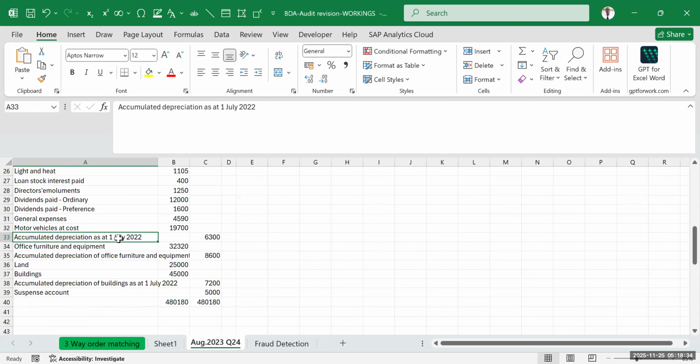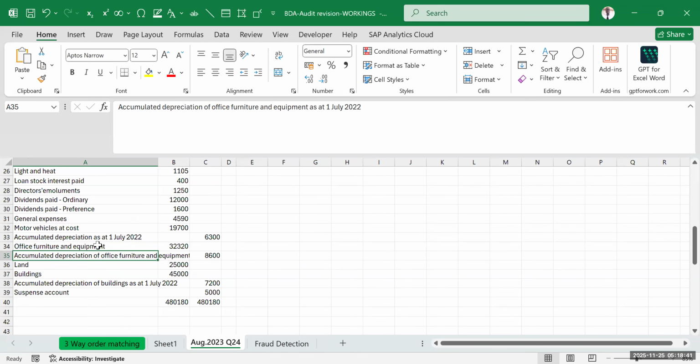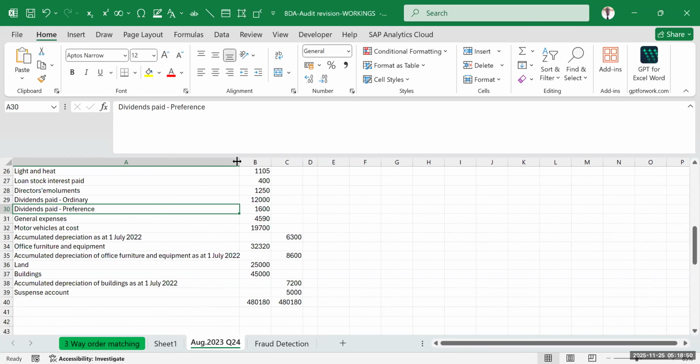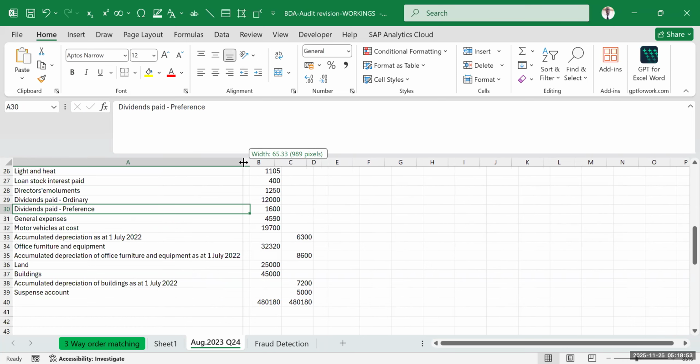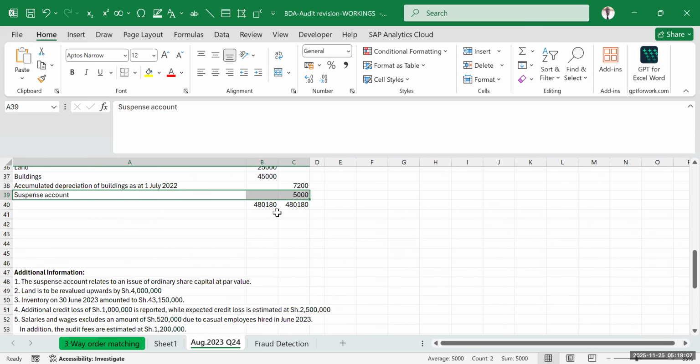So accumulated depreciation also has the same. This is the depreciation that starts the current year. Then office furniture and equipment, and accumulated depreciation of office furniture and equipment there. And again, the date is 1st of July 2022. That is at the close of the previous year, or start of the current year. Land and buildings given there. Accumulated depreciation again, also given as at 1st of July 2022. Then there is a suspense account.